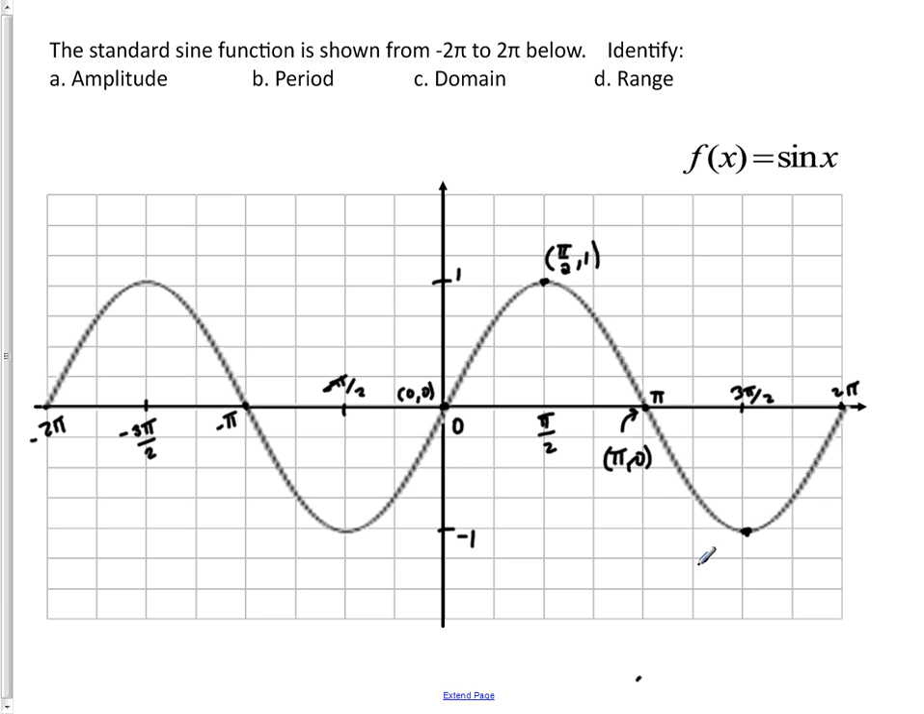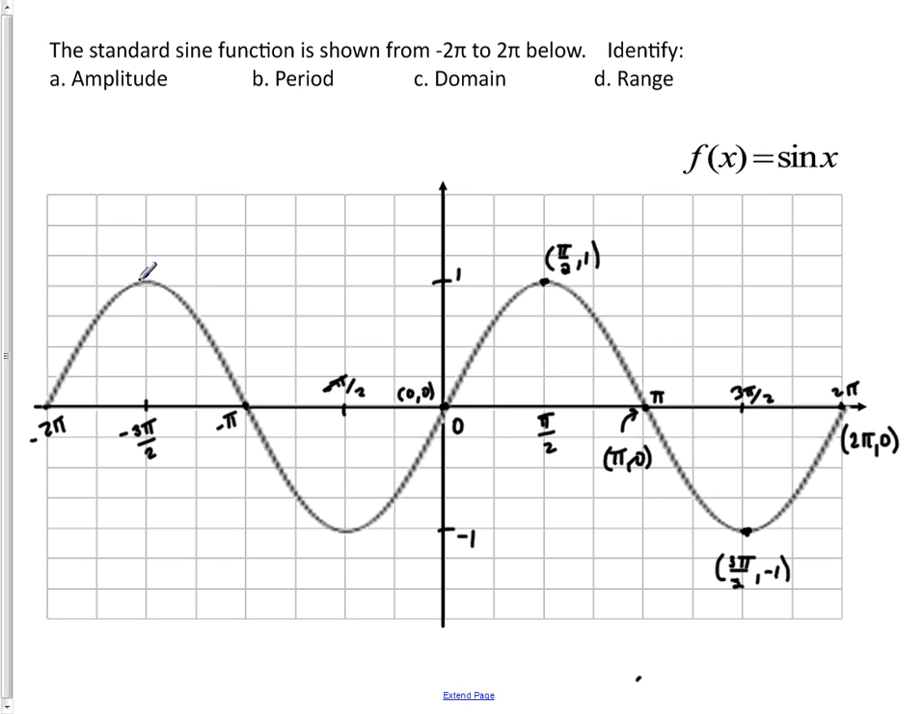That's an x-intercept. We have 3 pi over 2 gives us a value of negative 1, so we go down to as far as negative 1 in our range, and it looks like at 2 pi we're back to 0, and we're going to repeat this cycle over again. You can see pi, 0, negative pi, 0, negative 2 pi, 0, and so on. So what could we say about these things?